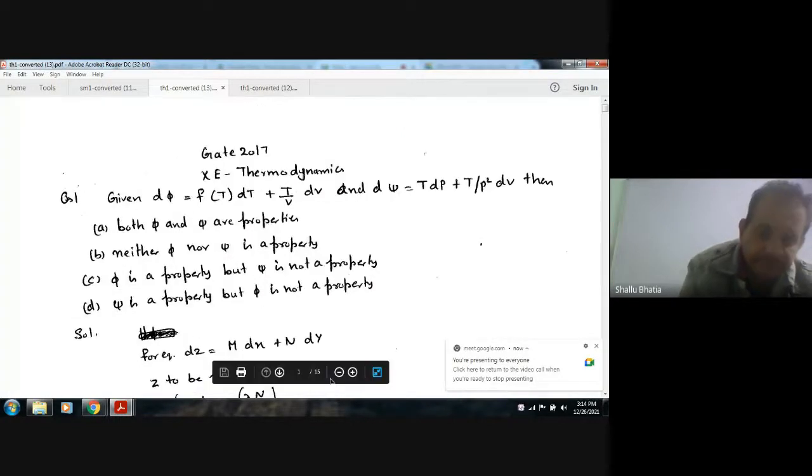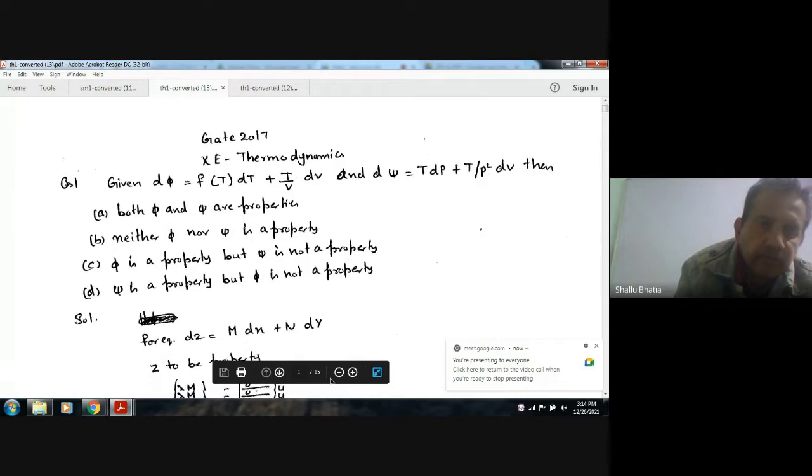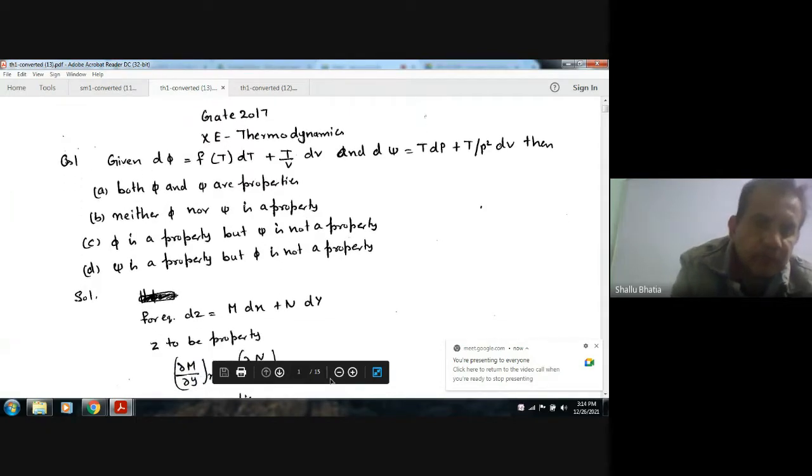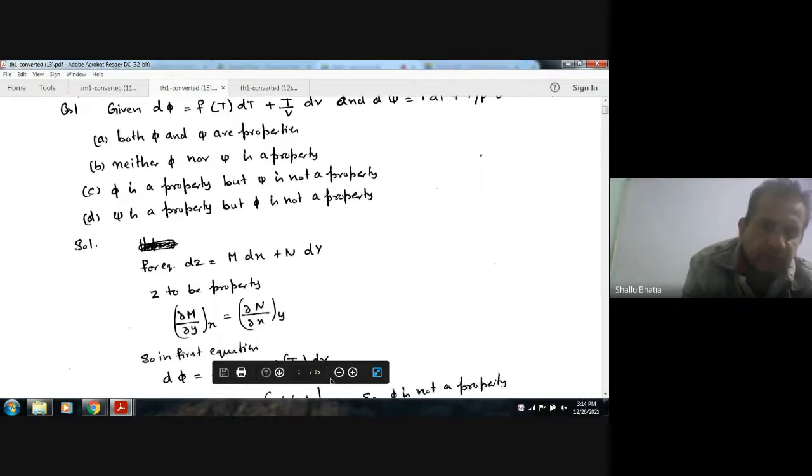Welcome to the next session. In this session, we will solve the GATE 2017 XC thermodynamics question. Given that dφ = f(T) dT + (T/V) dV and dψ = T dT + (T/P²) dV, then: A, both φ and ψ are properties. B, neither φ nor ψ is a property. C, φ is a property but ψ is not a property. D, ψ is a property but φ is not a property.